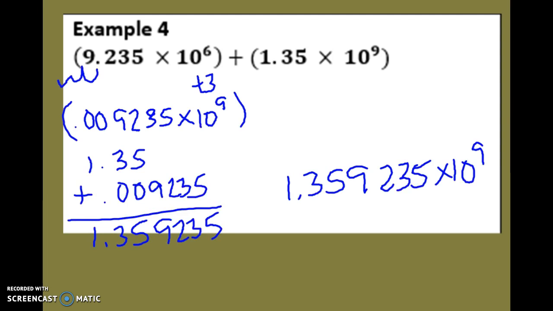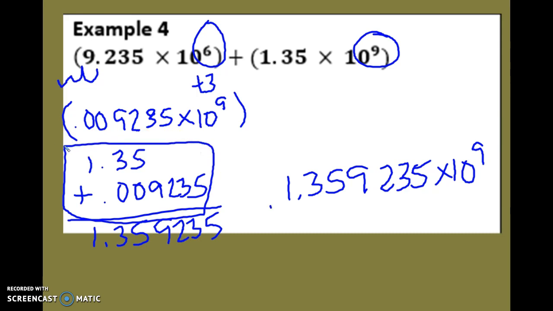Hopefully from example 3 you learned that you should always choose the larger of the two exponents. The largest exponent in this problem was 10 to the 9th. So I saw my 6 over here. I added 3 to the 6 to make it 9. I also had to move my decimal 3 spots to the left, 3 spots because I added 3. So then once I did that, I could add my two numbers together, which resulted in 1.359235, and then times 10 to the 9th power.